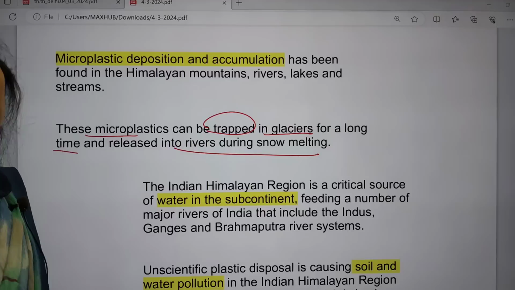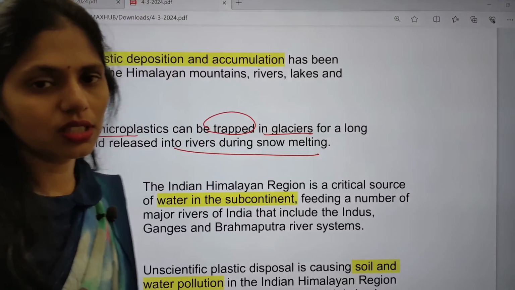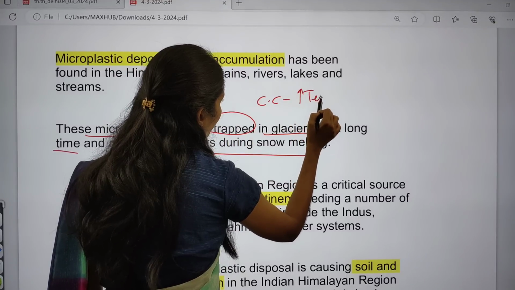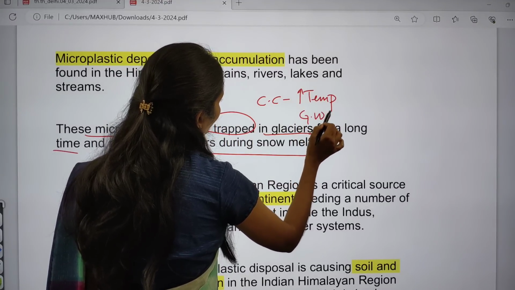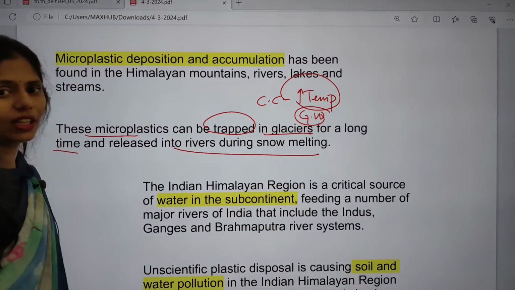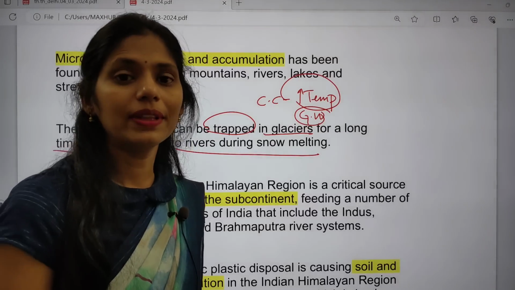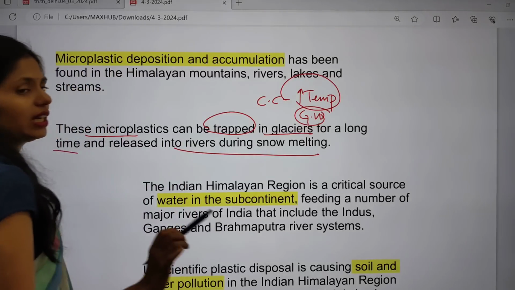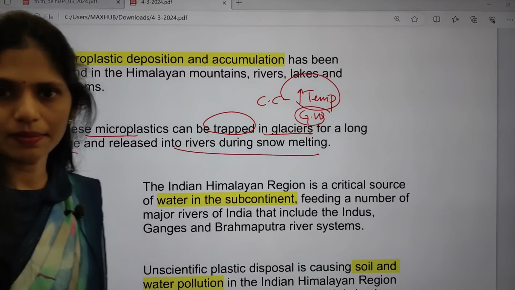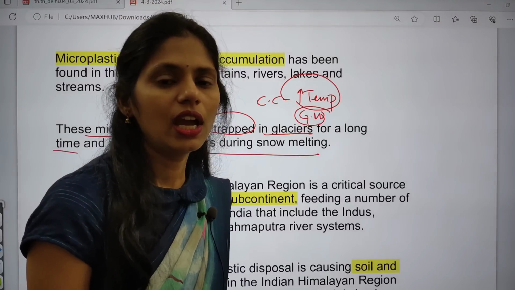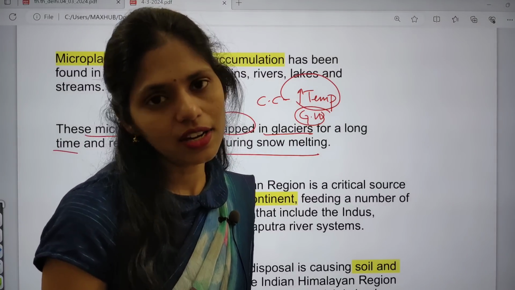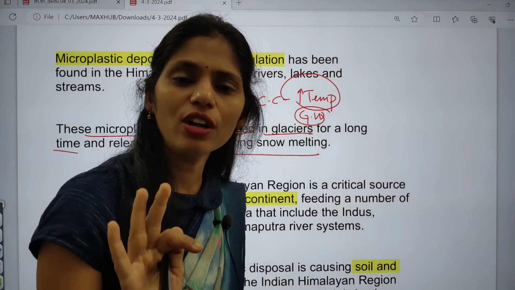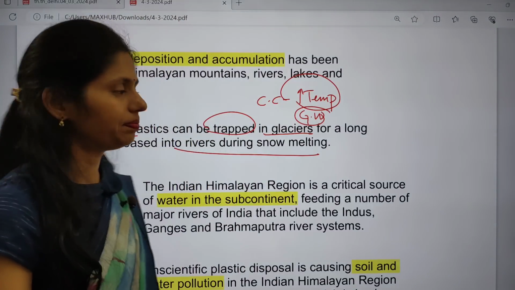Whatever plastic is trapped in these glaciers, during the summer season, because of climate change, the temperature is increasing, and because of global warming, that will lead to the melting of these glaciers. And after melting, that plastic will enter into these rivers. Because here in India we have the Himalayan river system like the Indus river, the Ganga river and the Brahmaputra river. These are the three important rivers that are part of the Himalayan river system.